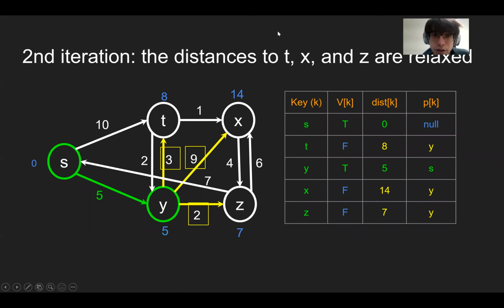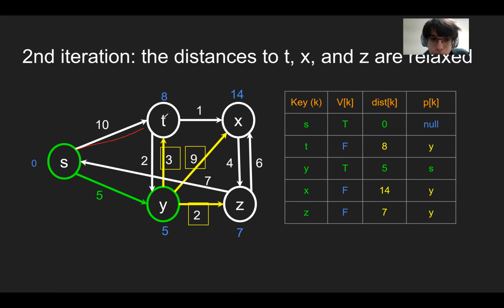So yeah, these are the ones we relaxed. And if you notice, we actually had some updates. Of course, these were updated from infinity because these are less than infinity. And the predecessor so far is Y because the path that goes through Y most recently is shorter than any other path to get to Z or to get to X. And the way we compute this distance is we add. We know it takes 5 to get to Y, so it takes 9 plus 5 to get to X, and that's less than infinity, so that's the shortest path.